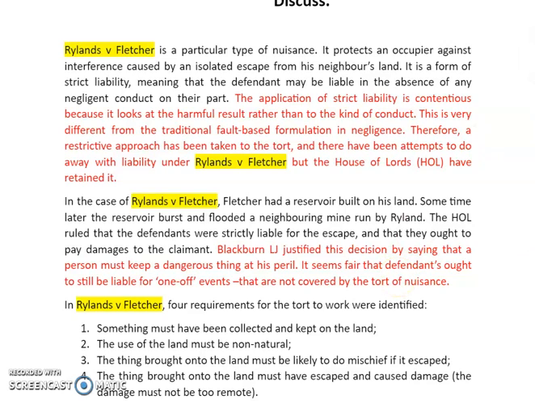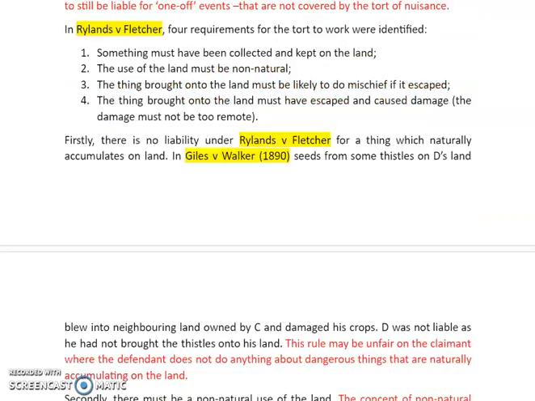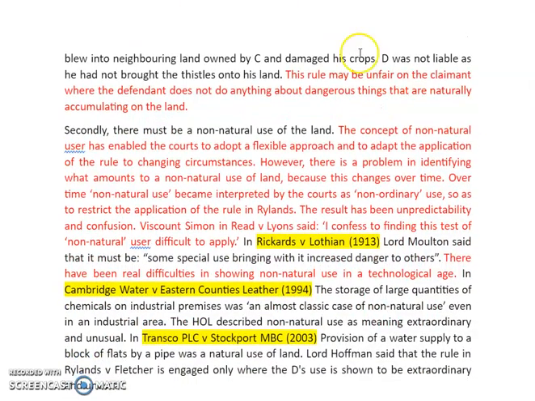So whenever you're tackling an essay like this, try and give some facts. And if you can, try to then refer back to whether they're fair or not. So I'm then going on to explain the four rules that have come from Rylands and Fletcher. And there's no liability, first of all, for a thing that naturally accumulates. And we can use the old case of Giles and Walker for that, where seeds from some thistles on the defendant's land blew into the neighbouring land owned by the claimant. Our defendant wasn't liable because he hadn't brought the thistles on his land.